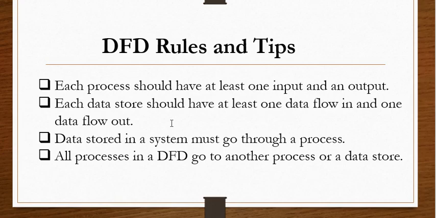DFD rules and tips. Each process should have at least one input and output. The second one is each data store should have at least one data flow in and one data flow out. The third one, data stored in a system must go through a process. Fourth, all processes in the DFD go to another process or a data store.